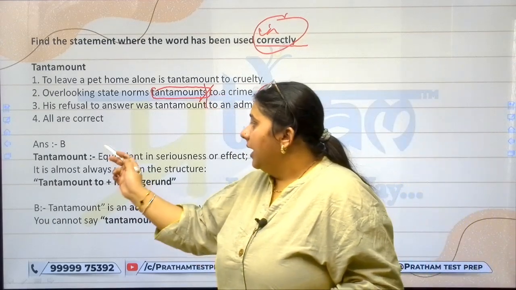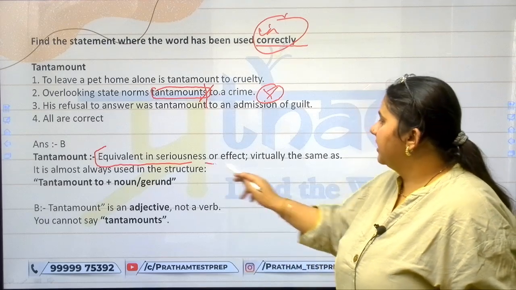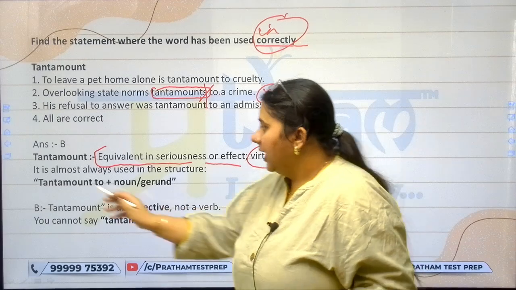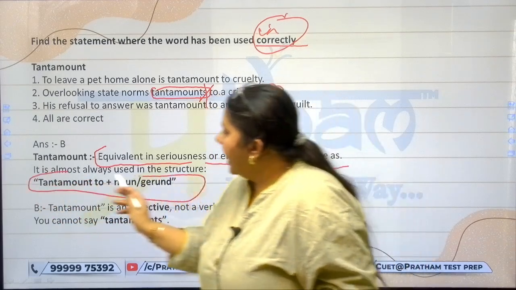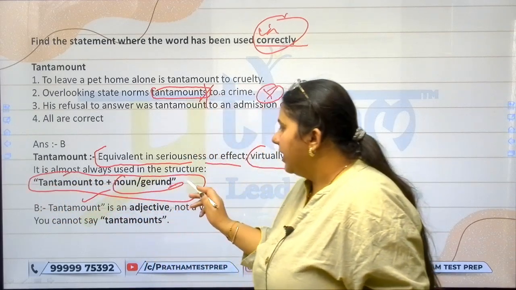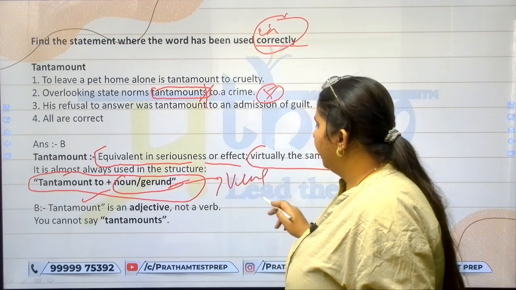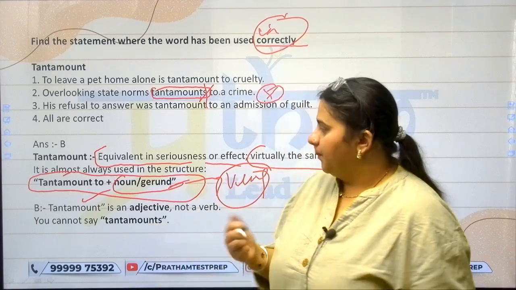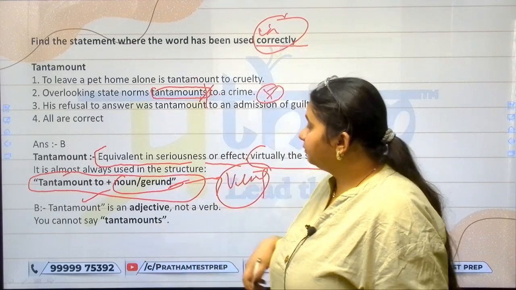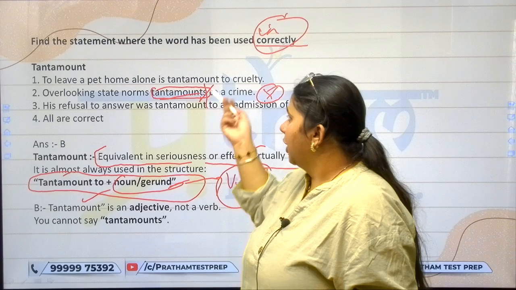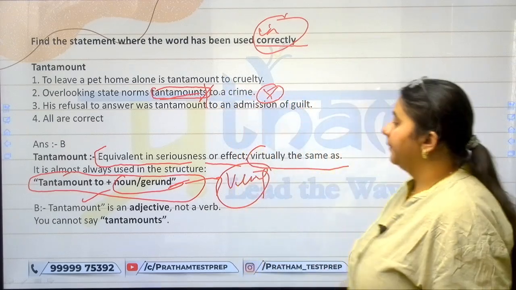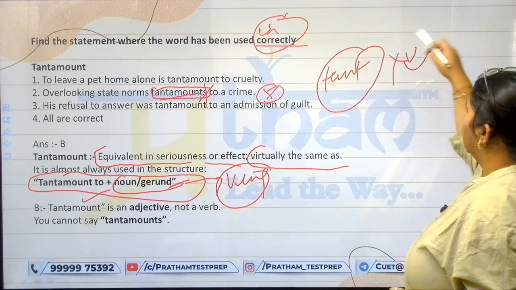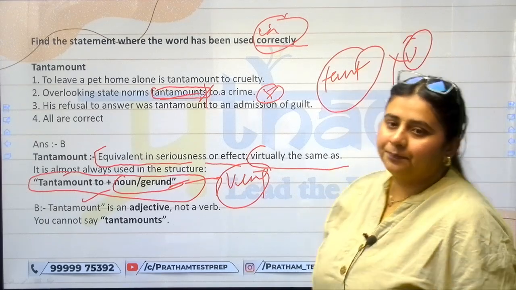Now matlab kya hai tantamount ka? Abhi ye dekho. It stands for equivalent in seriousness or effect, virtually the same as. It is always used in the structure, this is important, guys, tantamount to plus noun or gerund. Gerund means verb ka ing form we are talking about. So tantamount is equivalent in seriousness, equal you can say. Here it's working as an adjective, of course, so you cannot use S or ES in this. All you needed to know was tantamount never works as a verb.